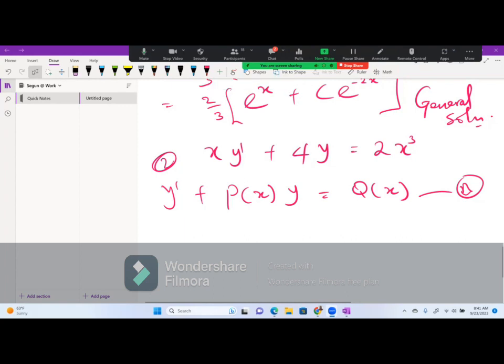So you have this question. The first thing you need to do is, how do I remove x from y prime? Because the general equation does not contain x. Therefore, I will just divide through by x. I will divide both sides by x. That's the meaning of divide through by x. So it's going to be x y prime divided by x plus 4 over x y equals 2x cubed over x.